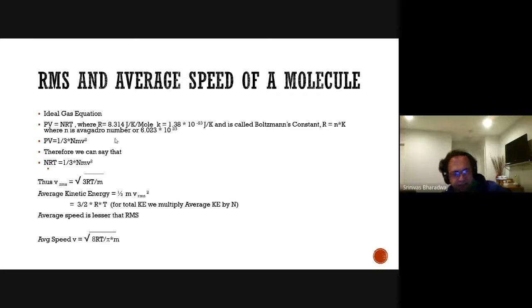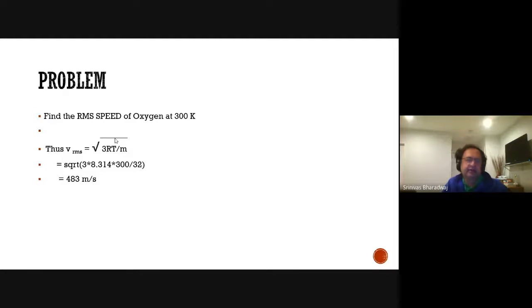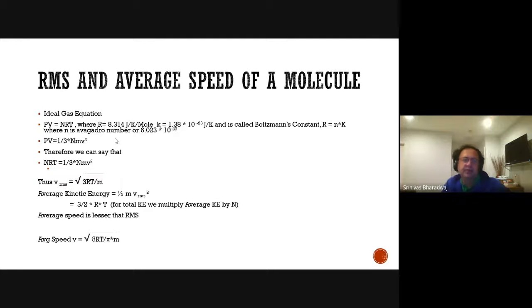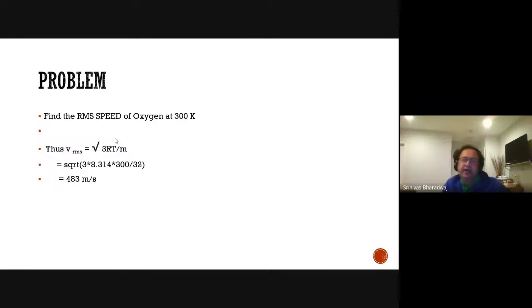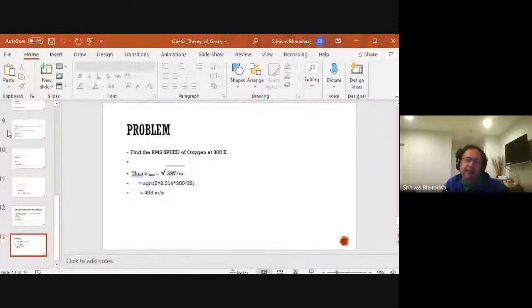Okay, so now we all know that the average speed will be less, right? The average speed involves 8 by pi. It's not that much less, right? 8 by pi versus 3 is how much? 8 by pi is only slightly less than 3. That's the point there. So the RMS speed, root mean square speed, involves 3, while the average speed involves 8 by pi. Okay, so this is the basics of your kinetic theory of gases.